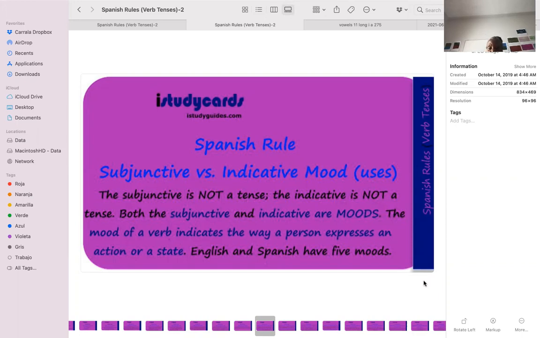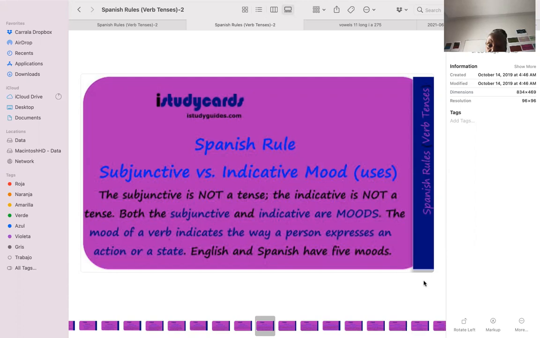So we're looking at the subjunctive versus the indicative mood. First of all, the subjunctive is not a tense. Remember, we talked about, in one of the first videos, the difference between tense, and the word tense means time, versus moods. Both the subjunctive and indicative are moods.